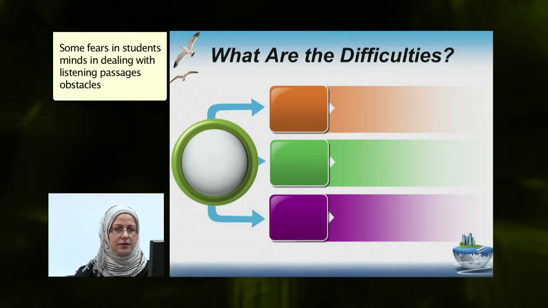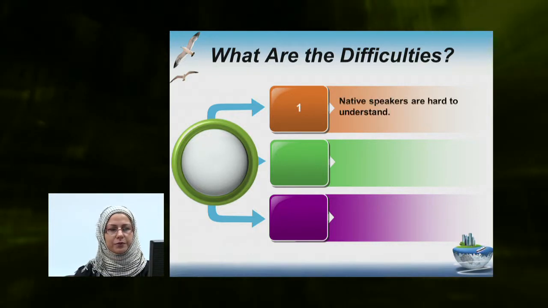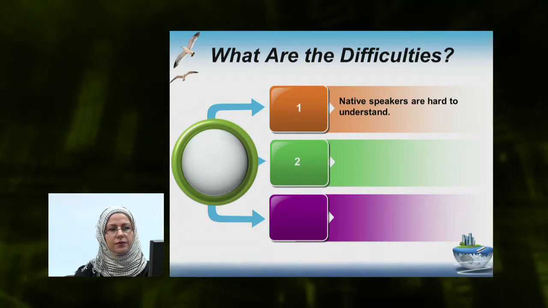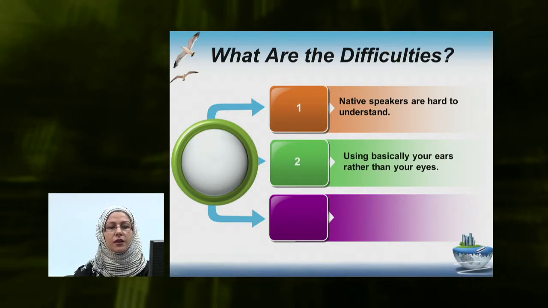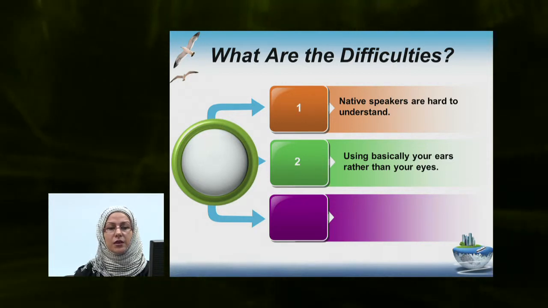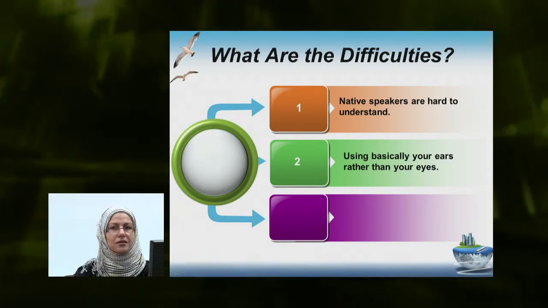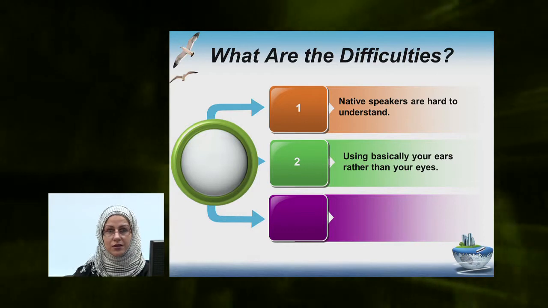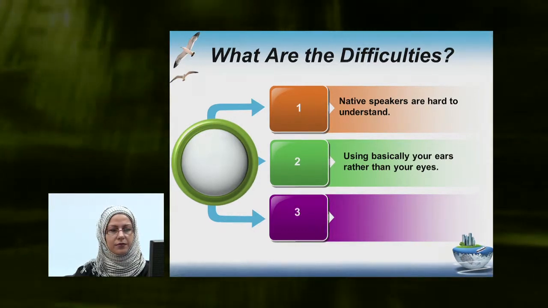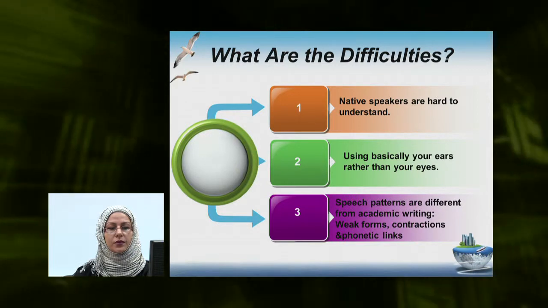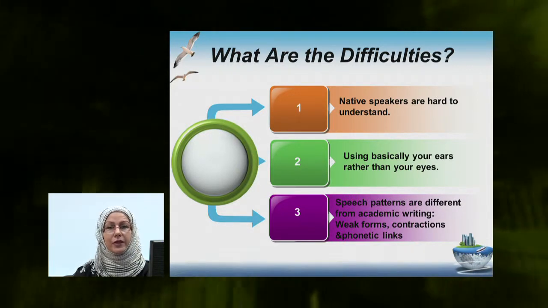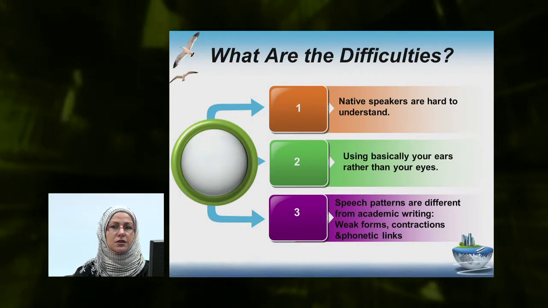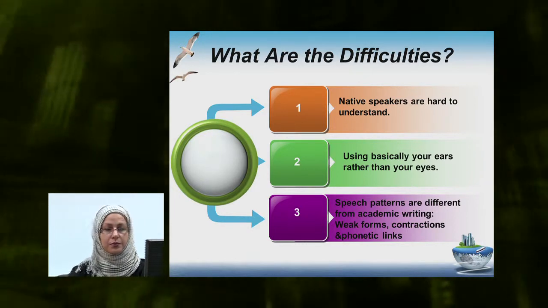What are these difficulties? The first one is that native speakers are hard to understand. The second one is using basically your ears rather than your eyes. As a listener, you don't have any visual stimulus that would help you understand. The third one is that speech patterns are different from academic writing. Speakers usually use weak forms, contractions, and phonetic links.